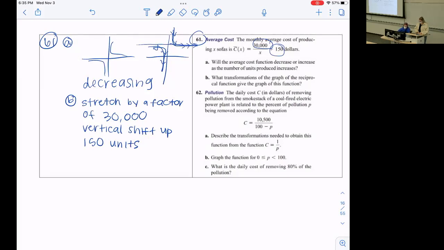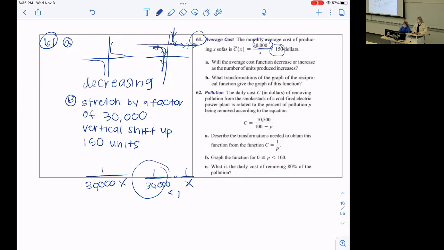Also, we have a question. If 30,000 were on the bottom, would it be compression? So yeah, that would mean that if we had 1 over 30,000x, we could separate this into 1 over 30,000 times 1 over x. And since this is less than 1, it will be a compression. So that's what I thought. So a vertical stretch and a horizontal stretch are the same as a stretch and a compression.